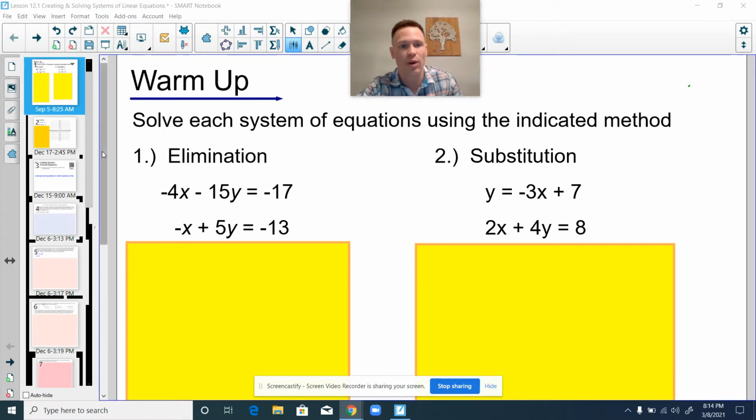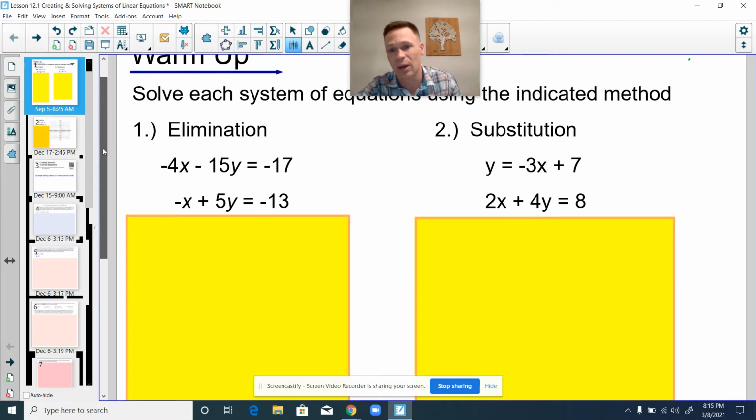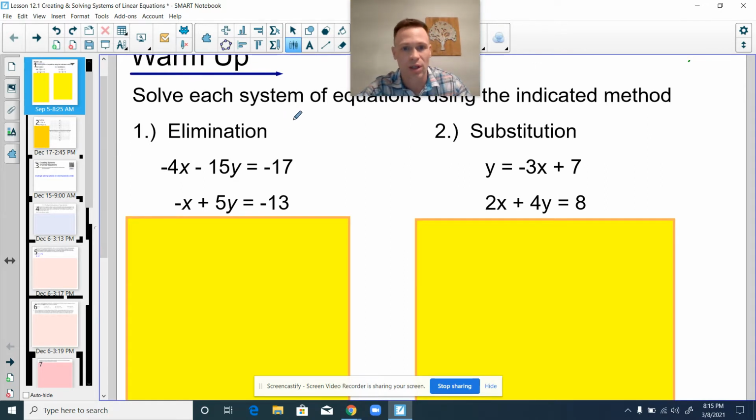In the beginning here, we do have a warm-up, so hopefully you have that completed already. If you do not have that completed, I would suggest you try that now because elimination and substitution are going to be all through this lesson, and you have to know how to do it before we move forward. So go ahead and practice it, pause the video, try it.